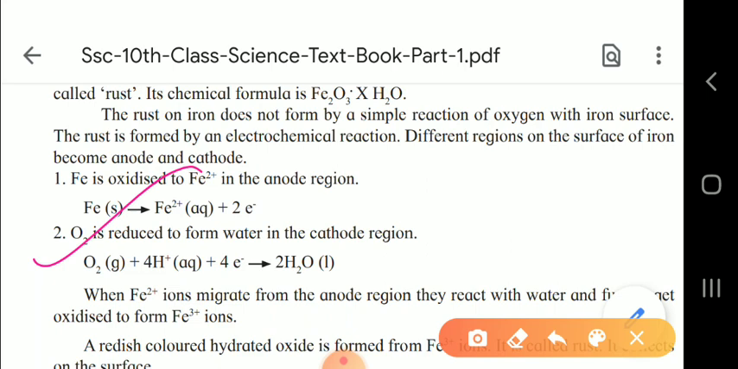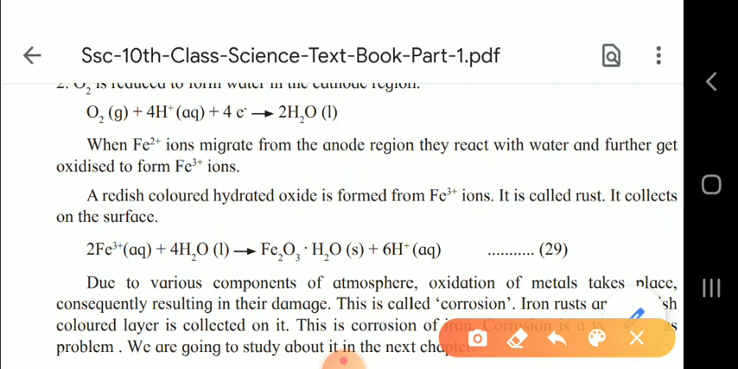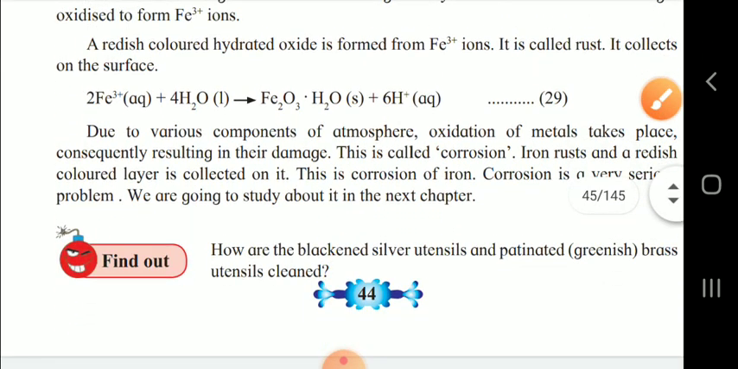So how the reaction will take place, we'll see here, children. 2Fe3+ (aqueous) plus 4H2O (liquid) will form Fe2O3·H2O (solid) plus 6H+ (aqueous). Now, due to various components of the atmosphere, the oxidation of metals takes place, which results in damage to the vessels. This is called corrosion.